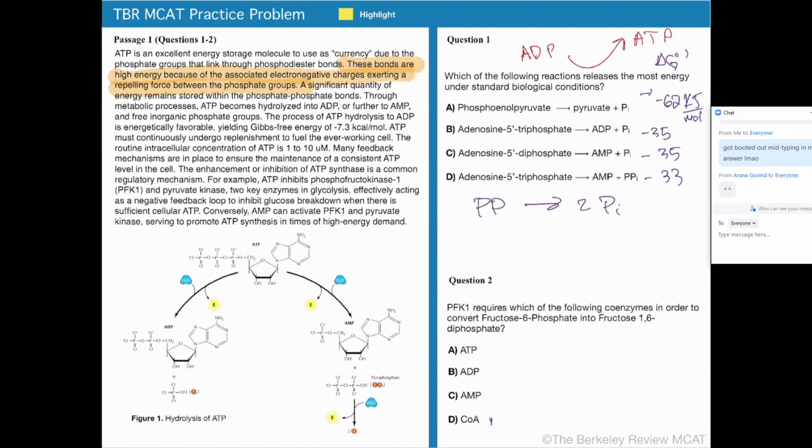Does anybody want to take a guess on that? It's going to also be very similar. It's going to be something like negative 32.